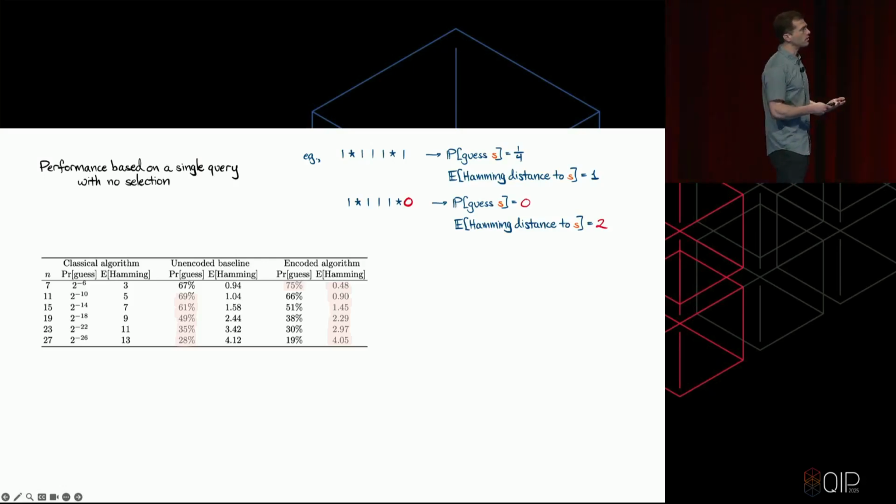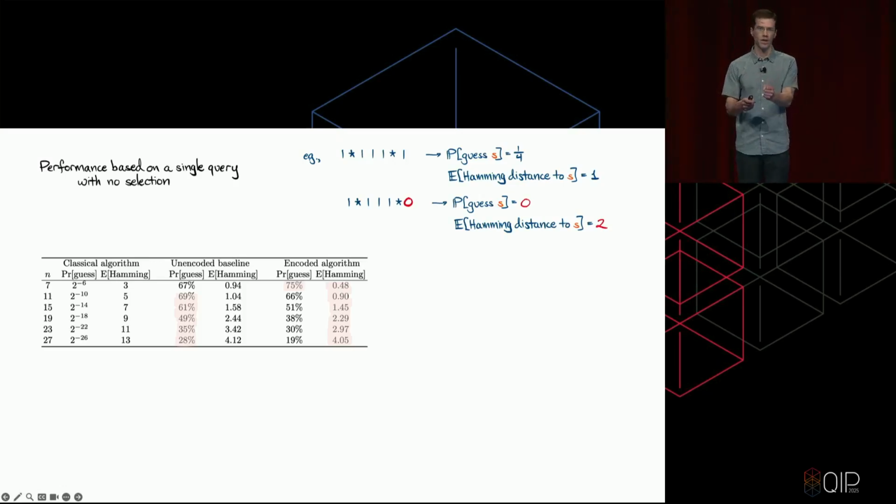So you could also look at the performance of the algorithm based on a single query. And if you have a single query, you have to say, what do I do if I detect an error? Or what do I do if one of the atoms is lost? The best thing you can do in general is guess the secret string at those positions. So if you detect an atom was lost, your probability of guessing that bit of the secret string is 1/2, and the expected Hamming distance is going to increase by 1/2.